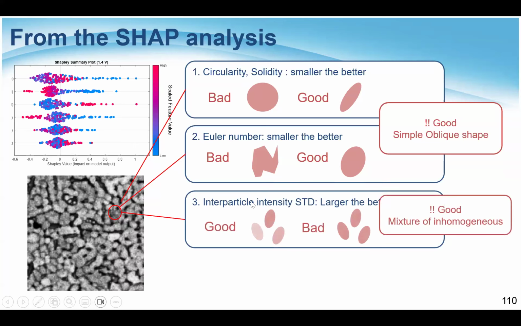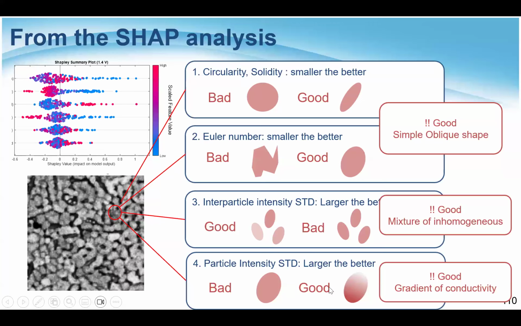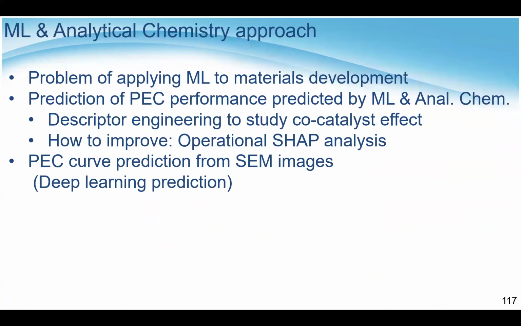And then for the interparticle intensity, if the particle reflection secondary electron intensity is different, it is good. So a mixture of inhomogeneous particles is good. And for each particle, some distribution is good. So possibly a gradient of conductivity would be good for the performance, right?